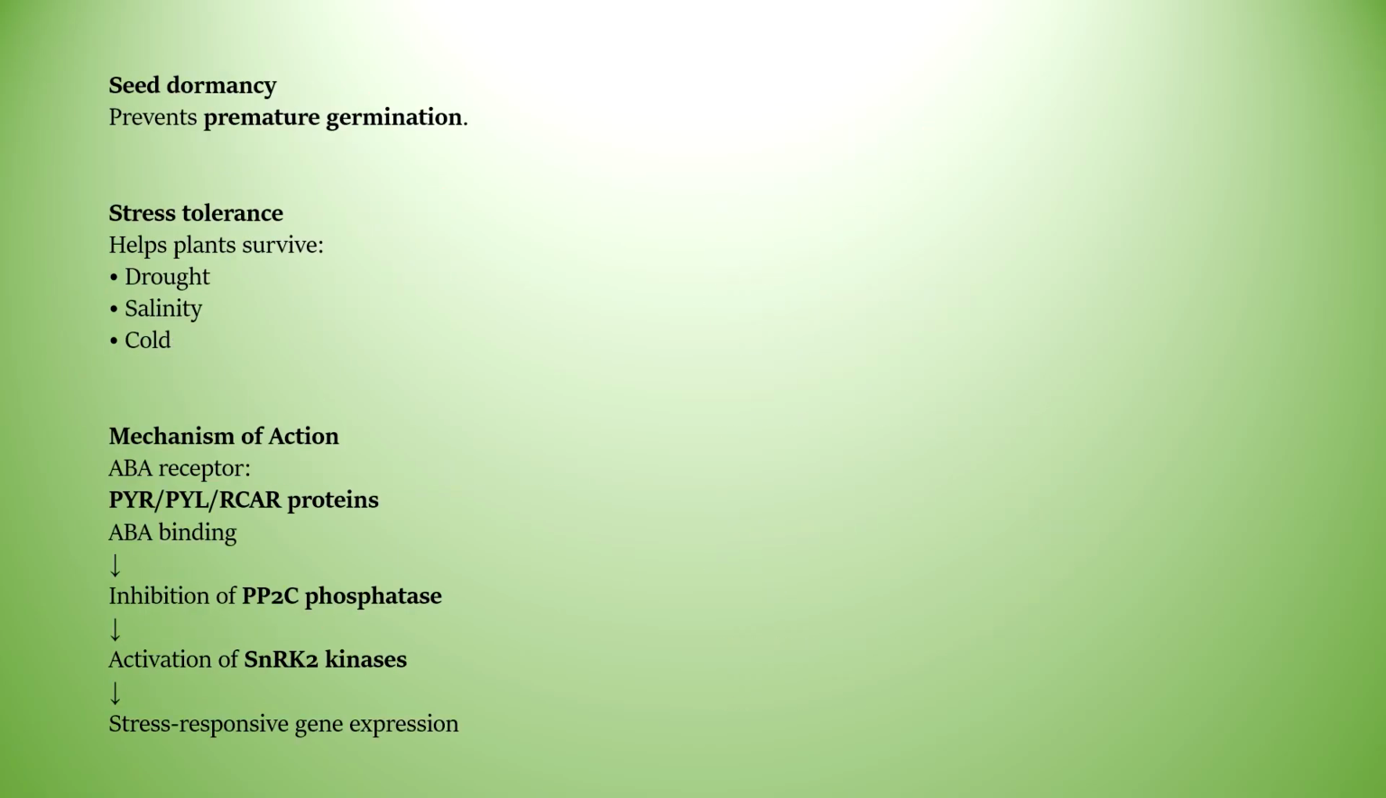Seed dormancy prevents premature germination, so undeveloped seeds won't develop due to abscisic acid. Stress tolerance, we have already told. It helps the plant survive drought conditions, also salinity. That means it protects from the salt, okay? Also from cold conditions. Mechanism of action. ABA binds to PYR, PYL, RCAR proteins, and this binding inhibits the PP2C phosphatase. So it indirectly activates the SnRK2 kinases. So now stress-responsive genes are expressed due to this action.